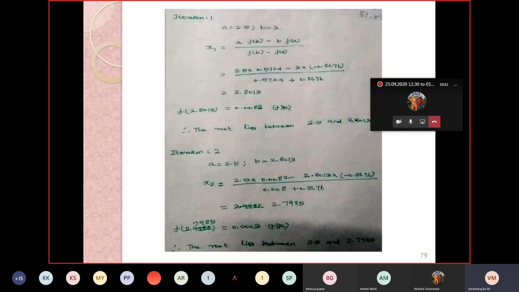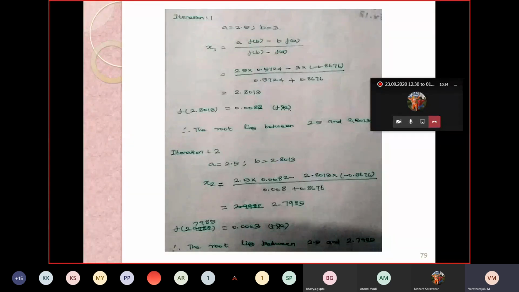Be aware, here we are getting a positive value. The solution region must occur between negative and positive. Therefore, we need to switch the upper boundary from 3 to 2.8. That is the thing we need to consider while solving problem number 17. Isn't it? It is clear.